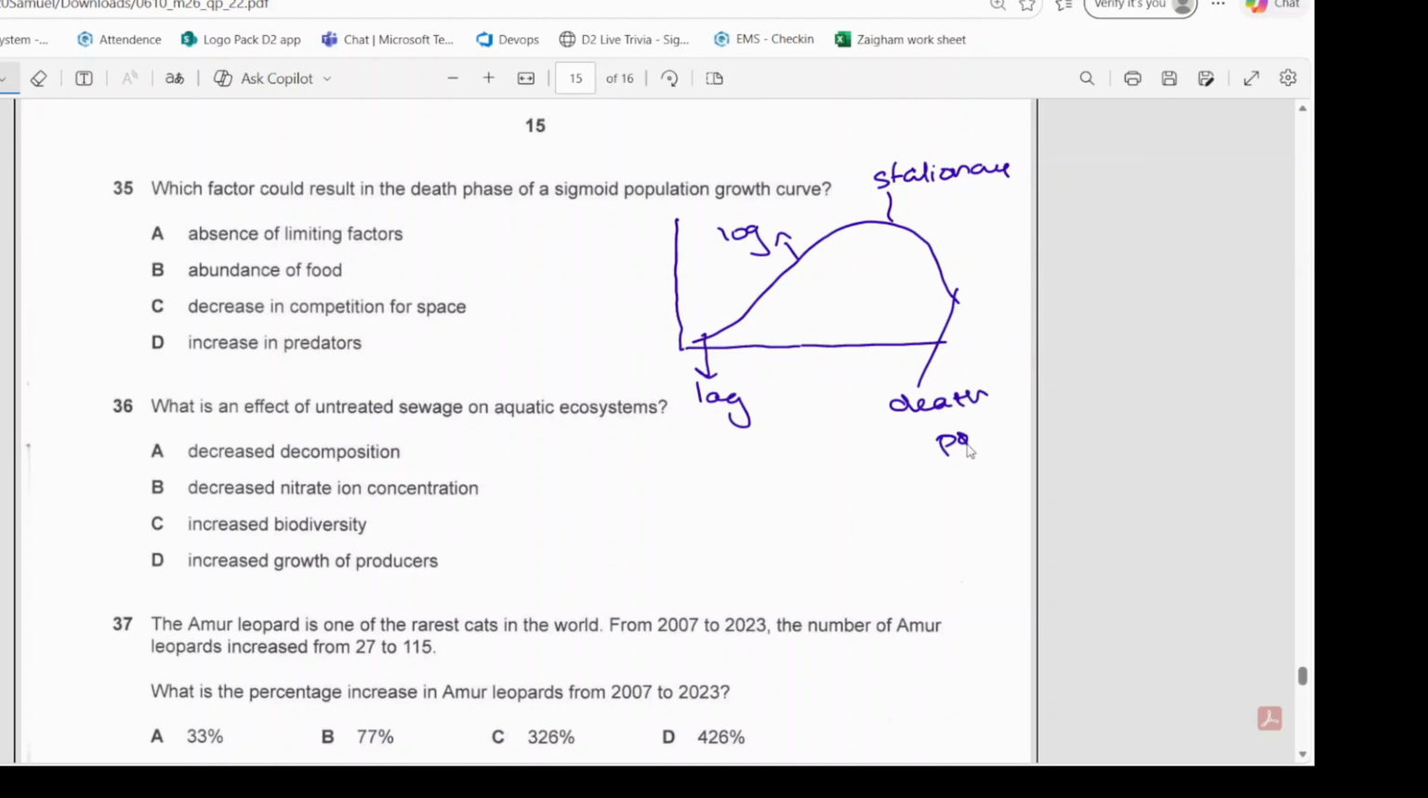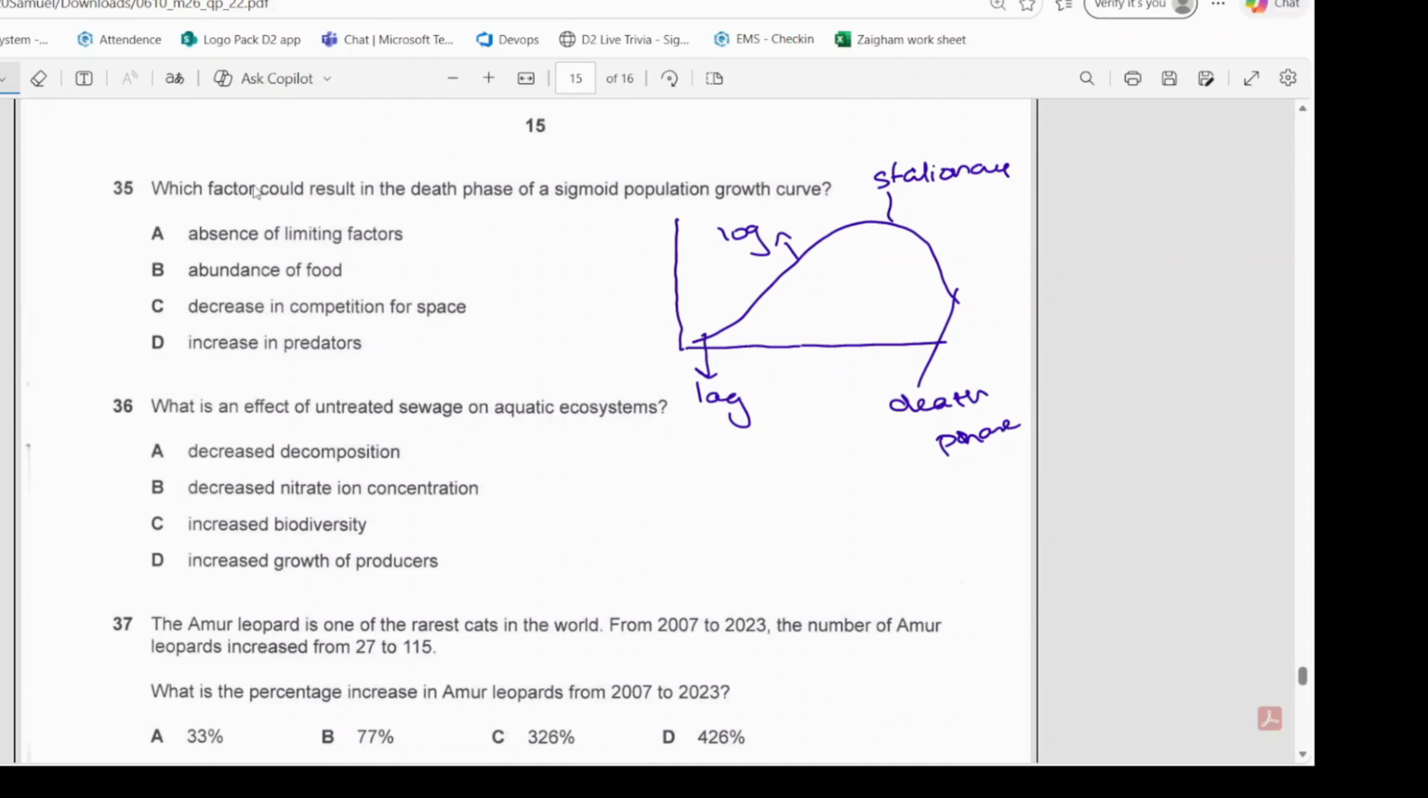In the lag phase, the birth rate is higher, but not that much higher compared to the death rate. In the log phase, the birth rate is much higher than the death rate, so the population increases to a greater extent. In the stationary phase, the birth rate is equal to the death rate, so the population remains the same. In the death phase, the death rate is much higher than the birth rate, like coronavirus during the COVID era.